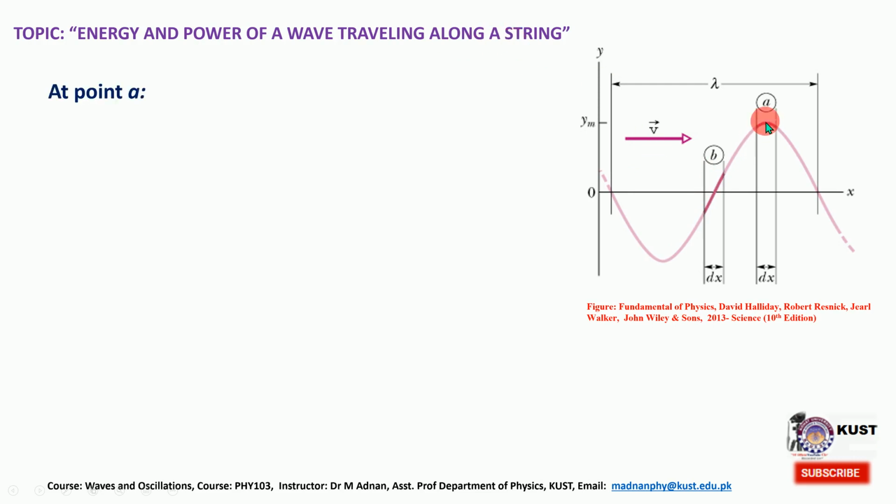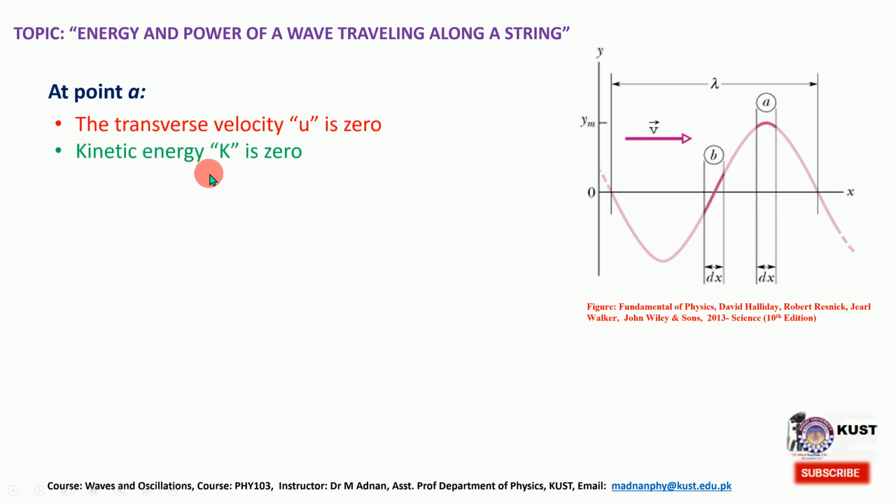So let's say at point A, the transverse velocity is 0, as we have seen on the previous slide. Beyond this point and this point, the velocity is 0. Beyond this point, the object is not moving up, so the transverse velocity is 0 at point A. When the velocity is 0 there, it means the kinetic energy is also 0 at point A, and this is almost the same on the other side of the equilibrium point. So that means kinetic energy is 0 at point A.